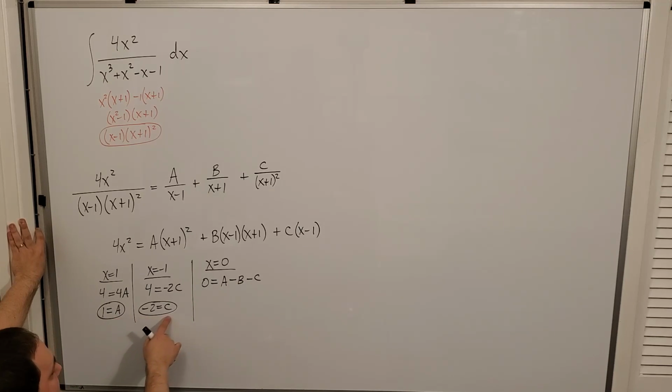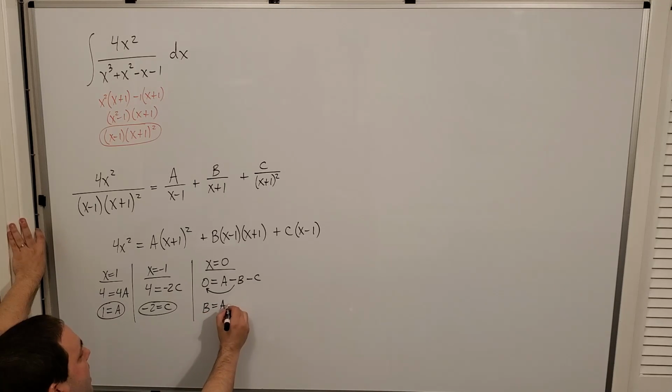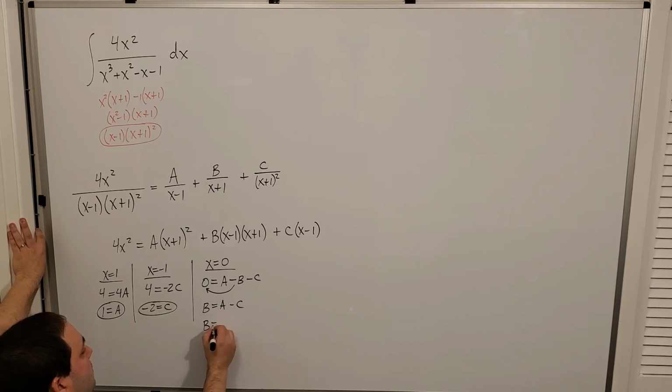I already know what a and c are, so I'm going to get b by itself over here. I'm going to add b so that it gets to this side. In other words, b is equal to a minus c. But I already know that a is 1 and c is -2. This tells me that b is 3.